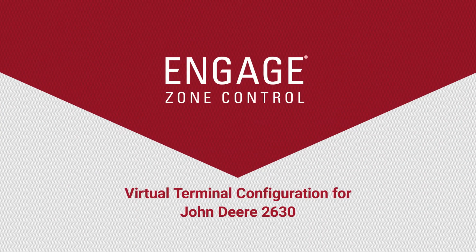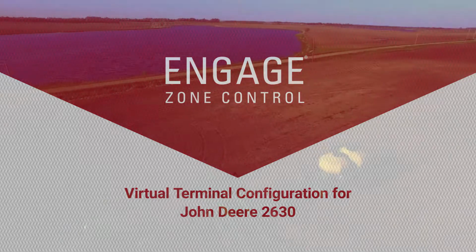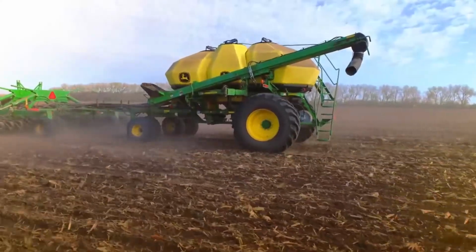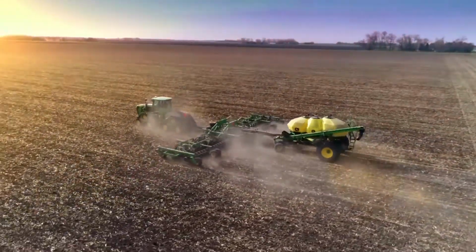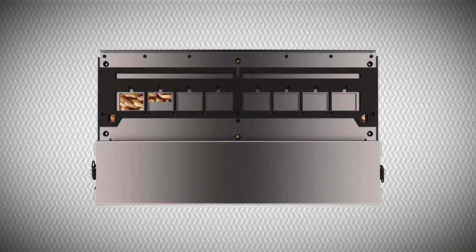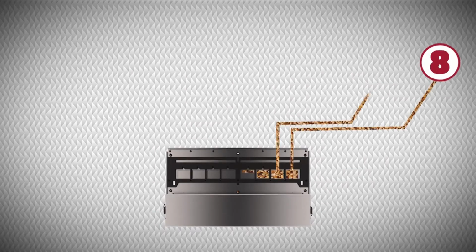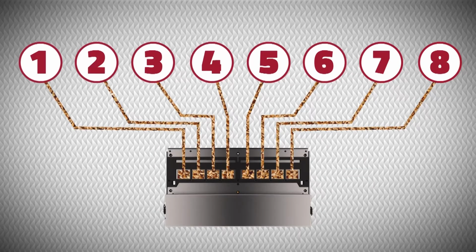Engage Zone Control is a retrofit section control system for your John Deere 1910 air cart. The system communicates with your air seeder's existing GPS mapping system to prevent overlap by opening and closing up to 8 sections per bin, controlling all the bins on your air cart.